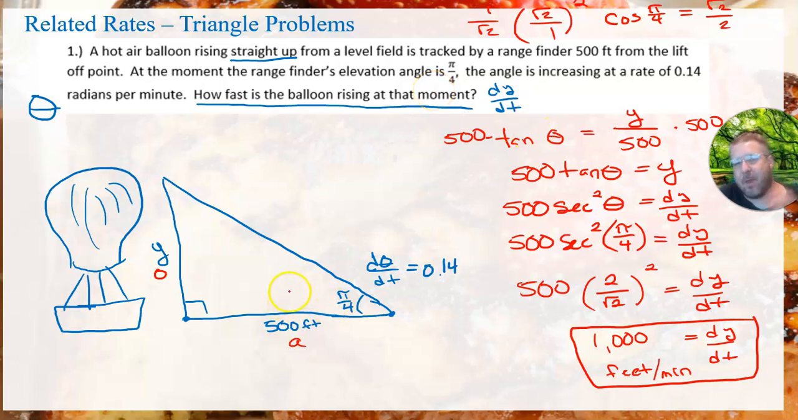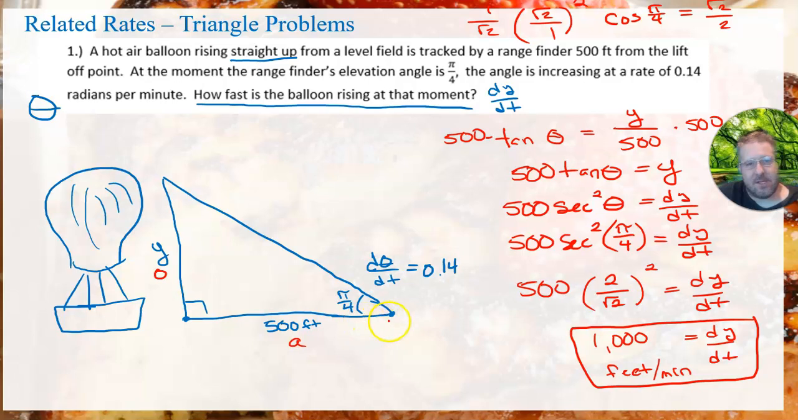Okay, well, first thing I did was I made myself a right triangle. I know it's a beautiful hot air balloon picture there. Then I'm going to label as much as I can. It told you that they were 500 feet away from the liftoff, so this is where the person is with the rangefinder. y is going to represent the height that the balloon is traveling. And we're trying to find how fast is the balloon rising at the moment. So we're trying to find dy/dt.